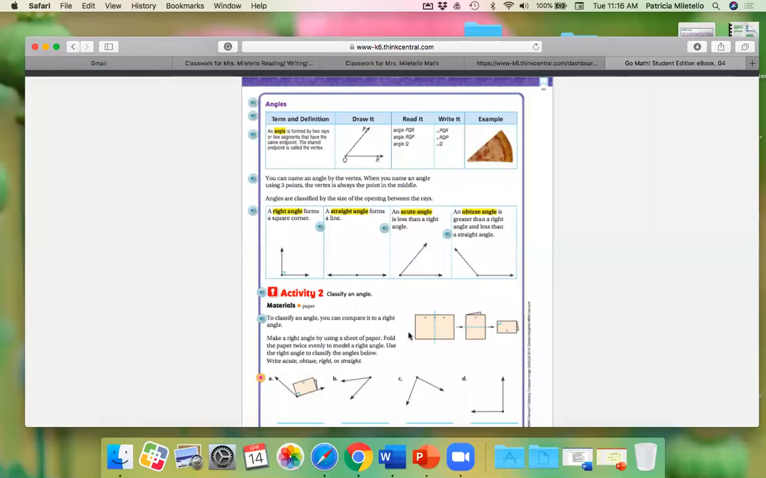Then you can just line it up to one of the rays, just like they show you here. You can line it up so it's touching one of the rays and the vertex. And if the other ray also touches the other side of your little card or paper, then it would be a right angle. If it does not, if it goes past it like this, it's an obtuse angle. On this one, the ray is going to come in the middle of your paper, so that's going to be an acute angle.